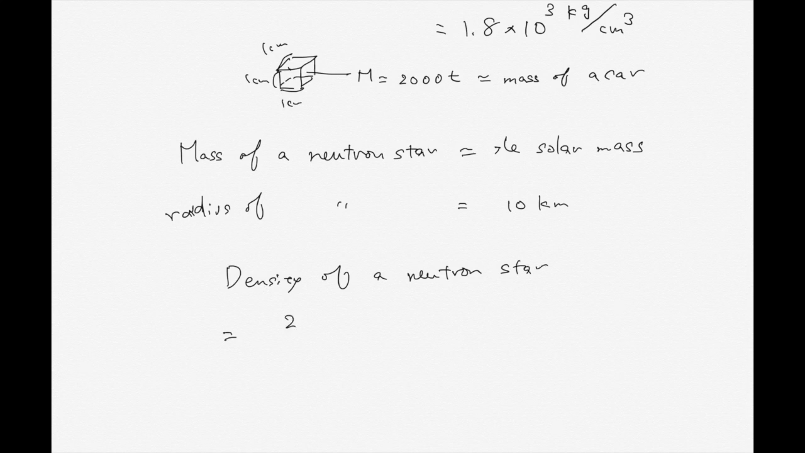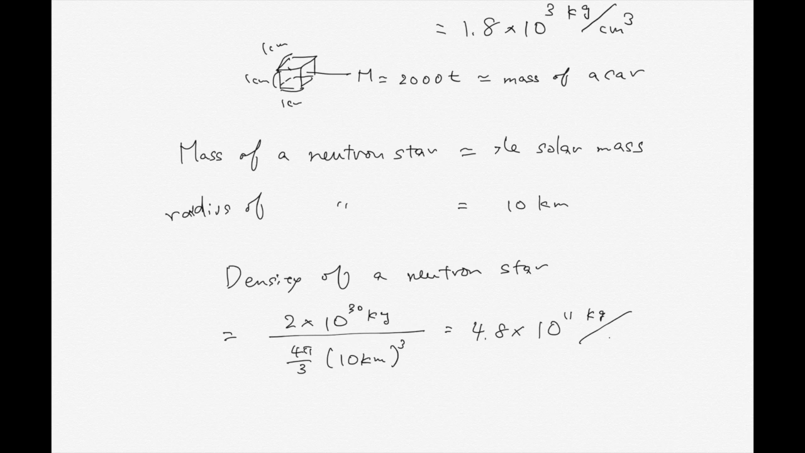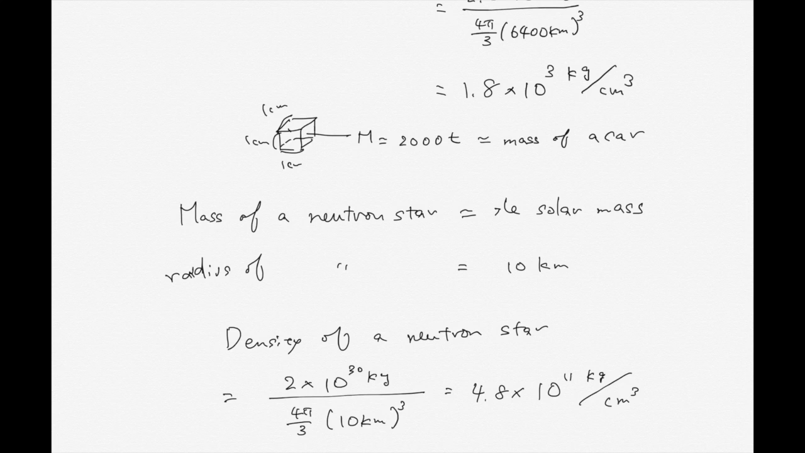It can be calculated as 2 times 10 to the 30 kilograms, this is the mass of the Sun, divided by 4 pi over 3 times 10 kilometers cubed. Then you can easily calculate this: 4.8 times 10 to the 11 kilograms per cubic centimeter. So compared with the density of the white dwarf, the density of the neutron star is much higher.